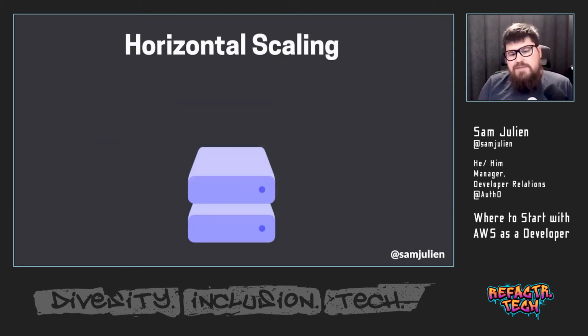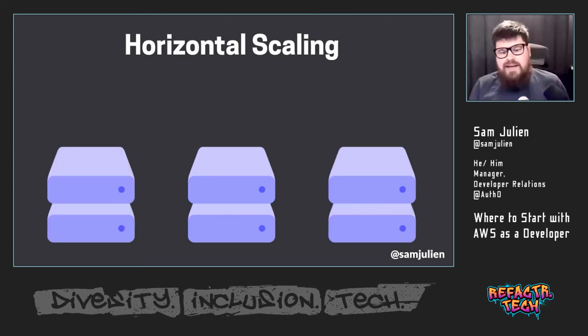There's also something called horizontal scaling. Horizontal scaling is being able to handle more traffic. So in some cases, you want to be able to have multiple servers so that if you get a lot of traffic from a lot of different parts of the world, you can divide that traffic up amongst a lot of different servers.